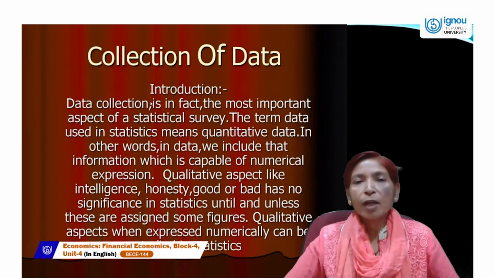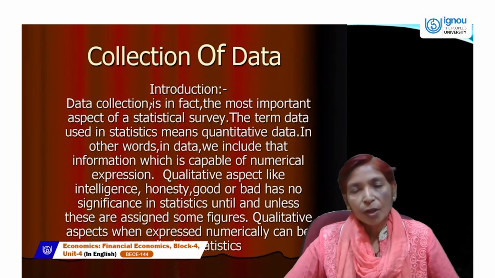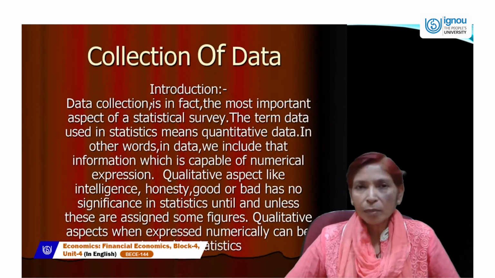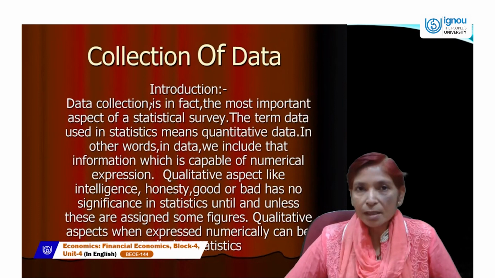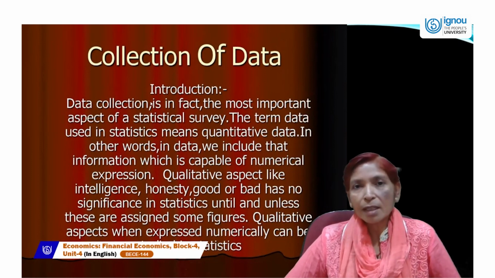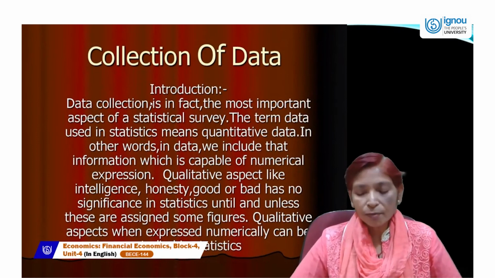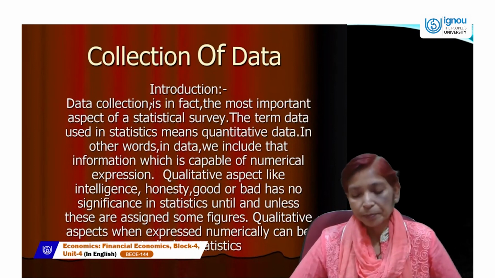So data may be quantitative and data may be qualitative. Quantitative data is data which can be quantified, and qualitative aspects are those which sometimes can't be quantified, but if we can give ranks according to our preferences, then we can quantify them and study them in statistics. So data is basically of two types: one is quantitative and the other is qualitative.